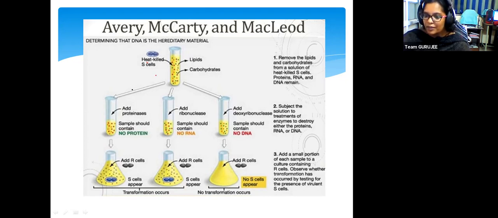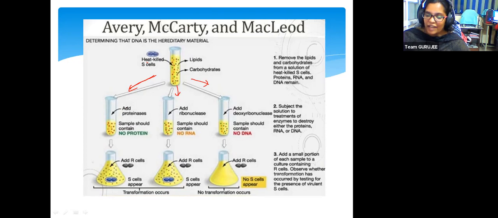The second step is the addition of enzymes. In a test tube, they took the heat-killed S cells along with some media. Media means food for the bacteria, a growth medium. Then they evenly distributed this into 3 test tubes.